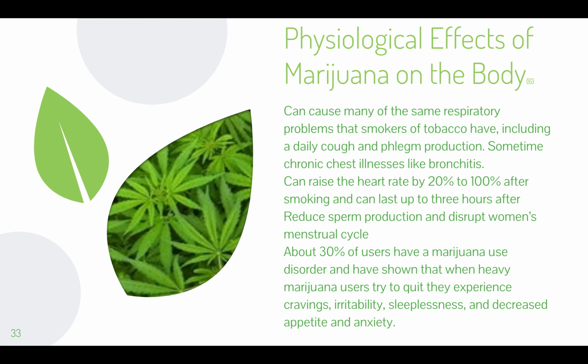Physiological effects of marijuana on the body. It can cause many of the same respiratory problems that smokers of tobacco have, including a daily cough and phlegm production, and sometimes chronic chest illnesses like bronchitis. It can raise the heart rate by 20% to 100% after smoking, and this can last up to 3 hours after.